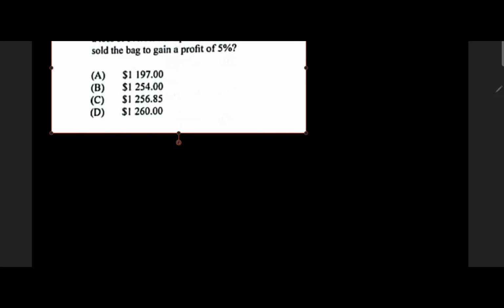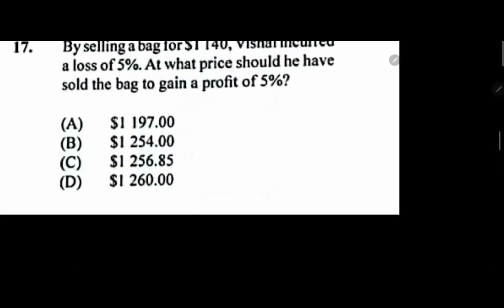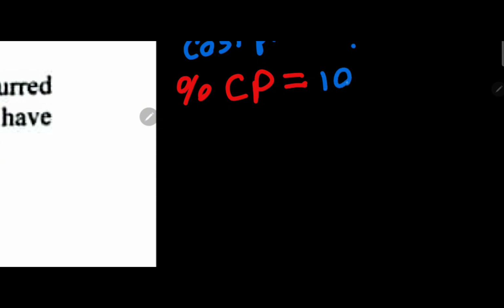Item 17. By selling a bag for $1,140, Vishal incurred a loss of 5%. At what price should he have sold the bag to gain a profit of 5%? In the statement here, they did not tell us the original cost price of the bag. But although we don't know that, we do know the percentage of the cost price. The percentage of the cost price is always 100%.